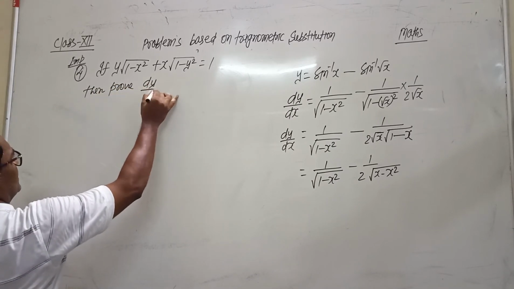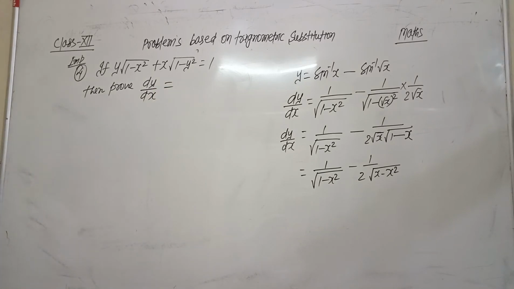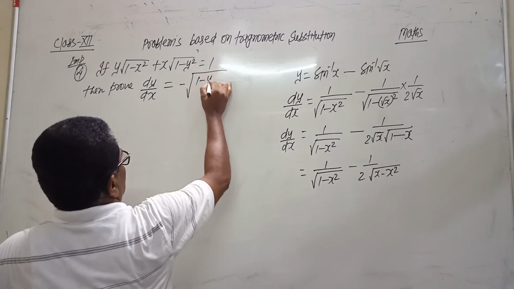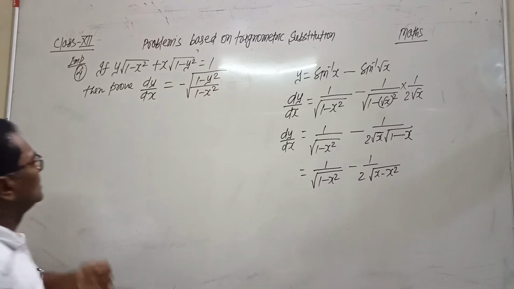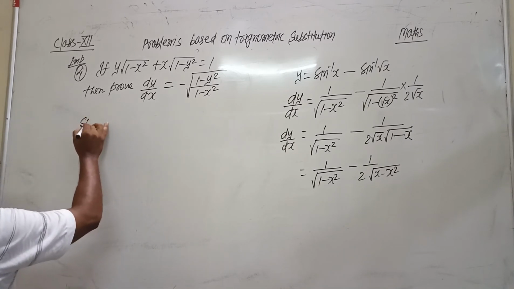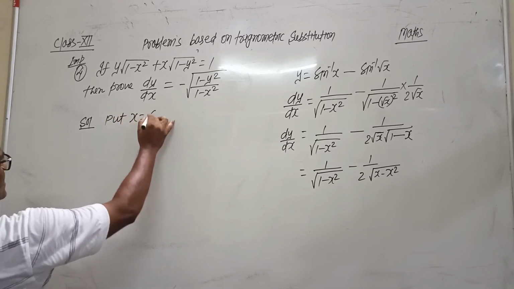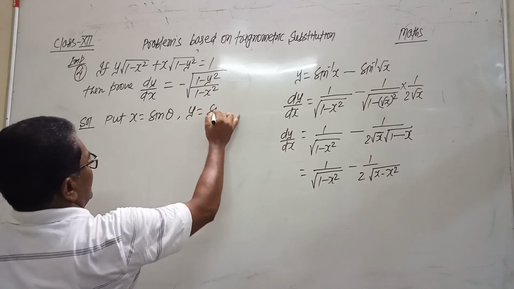dy by dx is equal to minus under root of 1 minus y square upon 1 minus x square. So in this question we substitute x equals sine theta, put x equals sine theta and y equals sine phi.